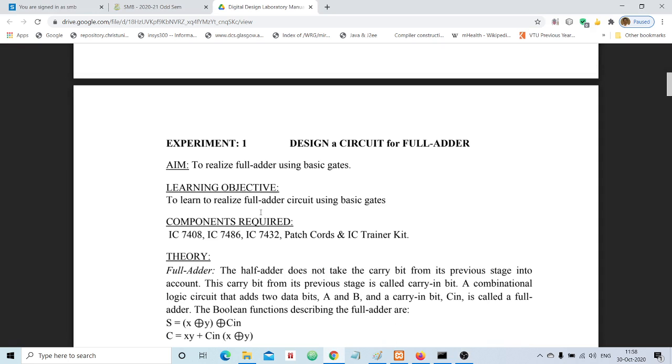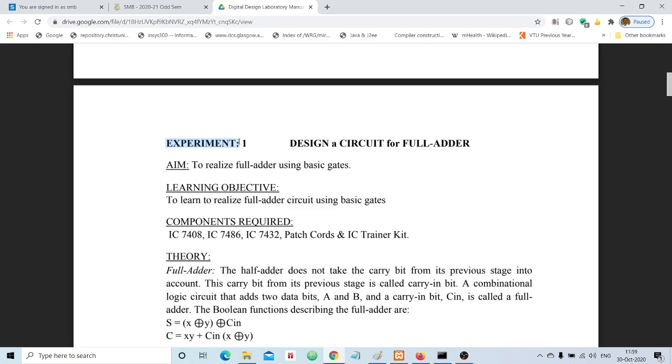In this video, I'm going to explain experiment number 1 which falls under part A. As we all know, the experiments which come under part A are hardware experiments, and since they are hardware experiments, they have to be carried out using hardware devices like trainer kit, ICs, connecting wires and so on. I hope you have watched the previous class videos to know about hardware devices, like the trainer kit, connecting wires, ICs, etc.